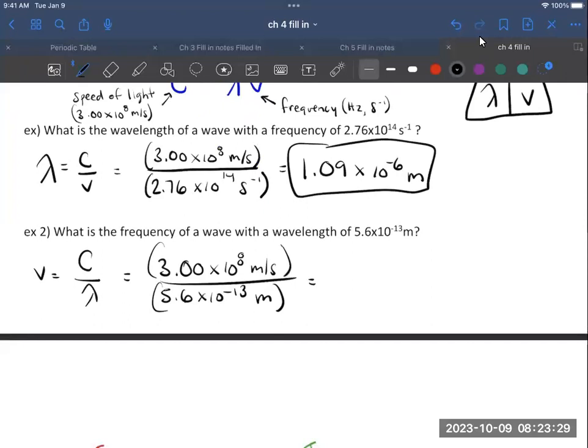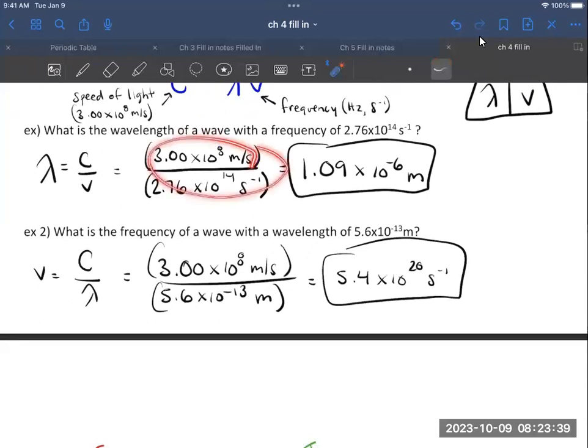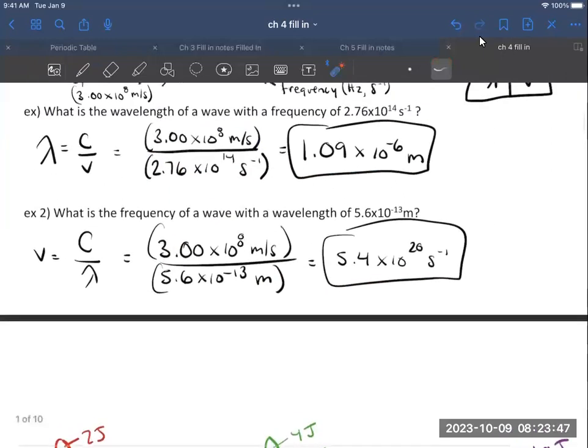And when you crunch this out, you get 5.4 times 10 to the 20th s minus 1. If you haven't tried this in your calculator yet, please do so. Please try doing both of these and make sure that you can get the right answer. If you can't get the right answer, please raise your hand and make sure you get help. If you're doing this in class or at home, please make sure you come and get help figuring out how to do this in your calculator.